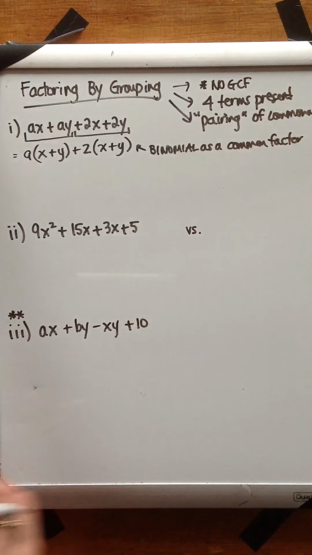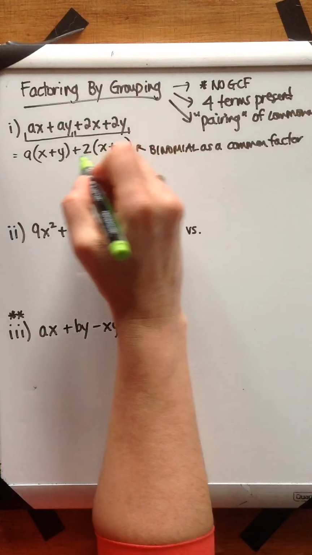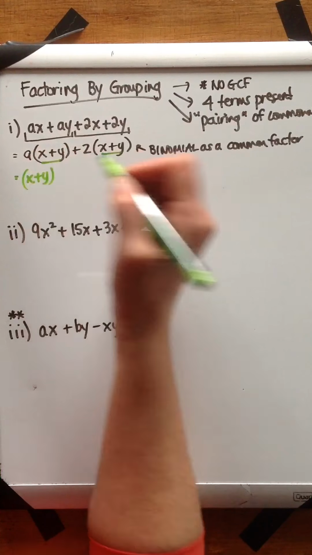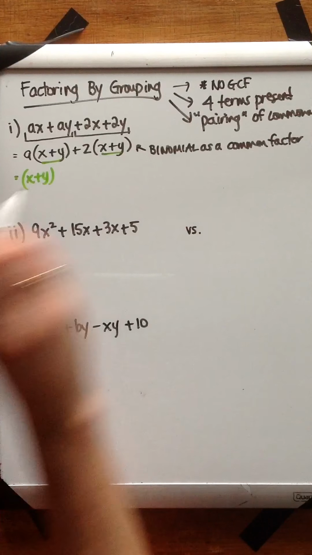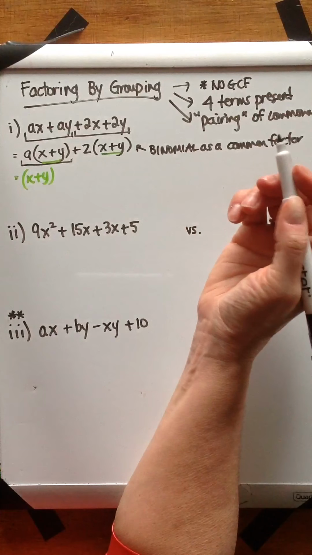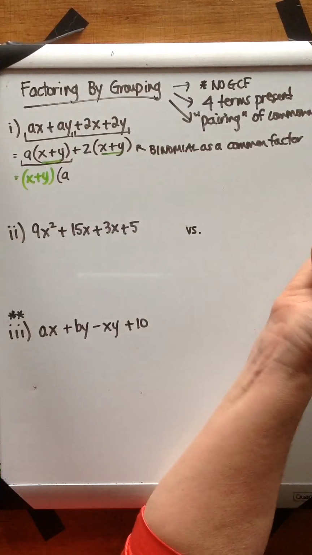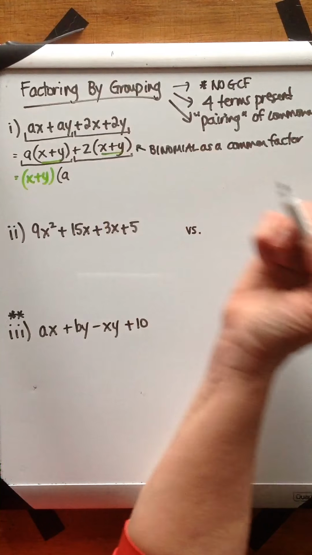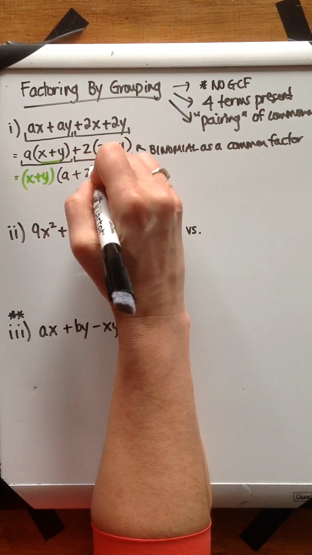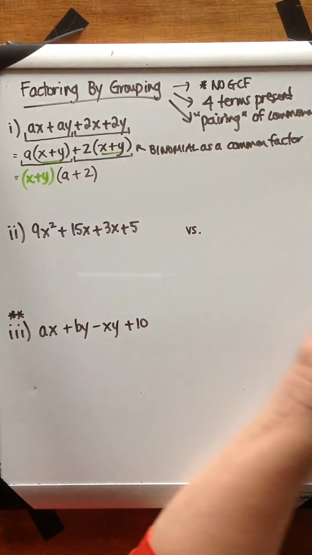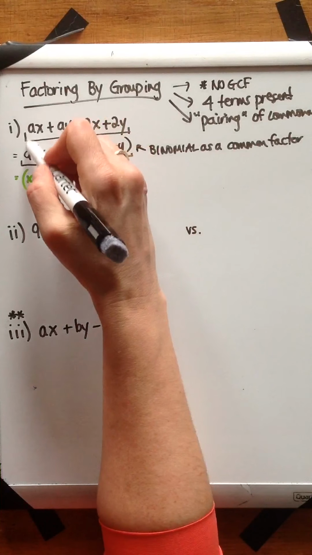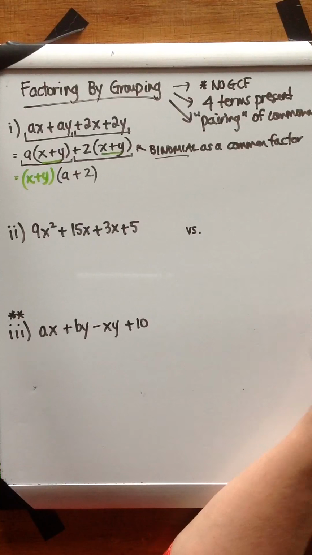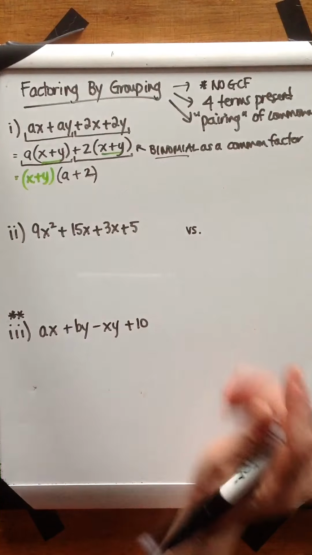So let's take that binomial out as a common factor for each of these. So I'm going to have x plus y, and what does it have to get multiplied by to get this first string of terms back? It needs to be multiplied by a. In similar fashion, what does x plus y have to be multiplied by in order to get this string back? It has to be multiplied by +2. So factoring by grouping takes into account a new step here, and it utilizes our binomial as a common factor step as well in being able to factor to get an answer.